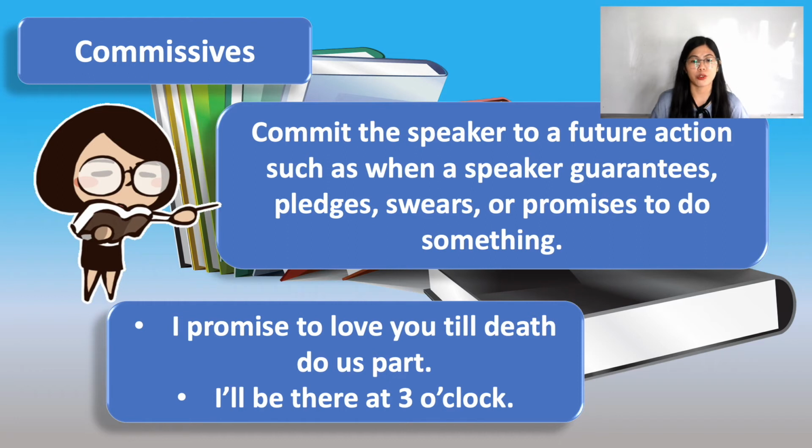Next, we have the commissives. These commit the speaker to a future action, such as when a speaker guarantees, pledges, swears, or promises to do something. For example, when I say I promise to love you till death do us part, I am guaranteeing and promising someone. That's my intention in uttering that statement. Next example, I'll be there at 3 o'clock. Here, the speaker commits to a future action and guarantees that he'll be there at 3 o'clock.